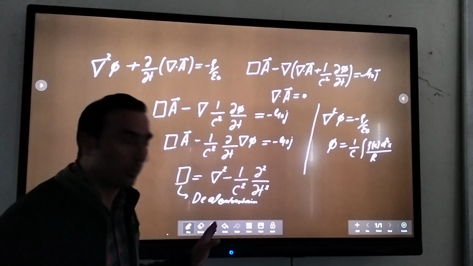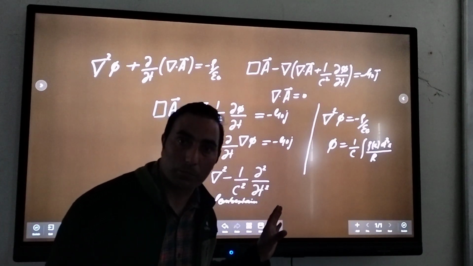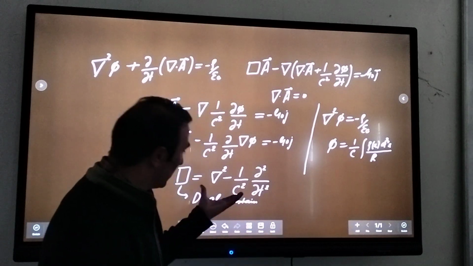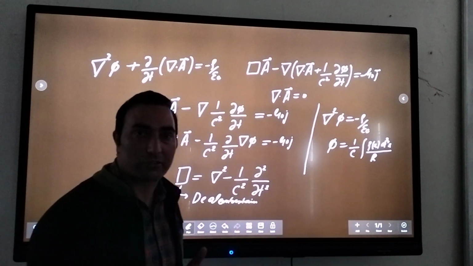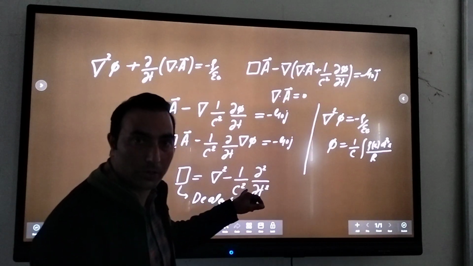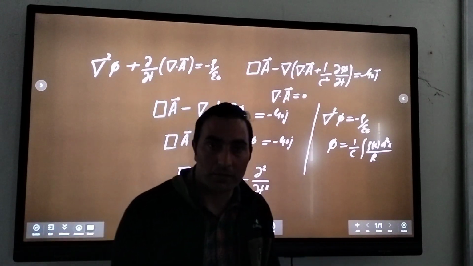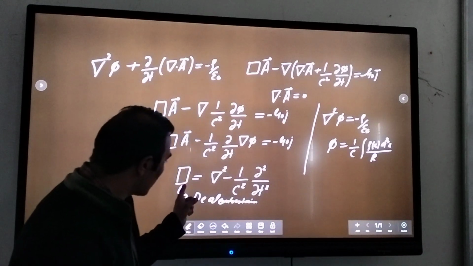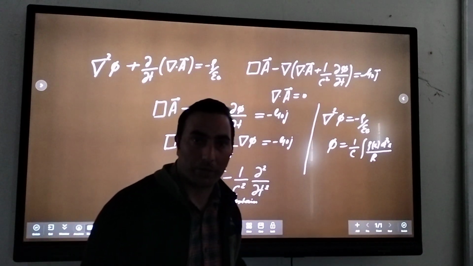This is called the D'Alembert operator. The D'Alembert operator is nothing but simply a Laplacian operator, but in 4-dimensional space. This is our Laplacian operator in 3 dimensions and this is our time component. So when we have 4-dimensional Minkowski space, we use this D'Alembert operator here.